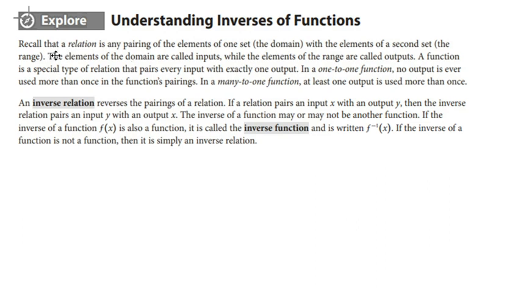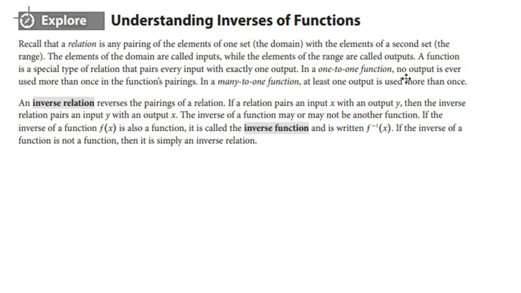Okay, explorer. Recall that a relation is any pairing of the elements of one set, the domain, with the elements of the second set, the range. The elements of the domain are called inputs, while the elements of the range are called outputs. A function is a special type of relation that pairs every input with exactly one output. And so a function would be something that passes what we call the vertical line test.